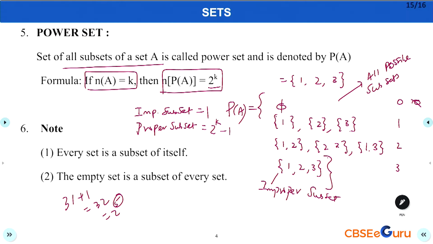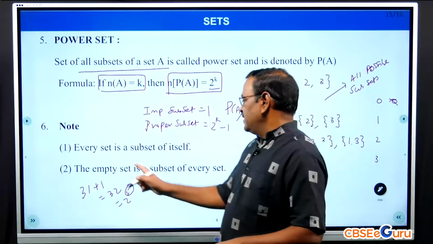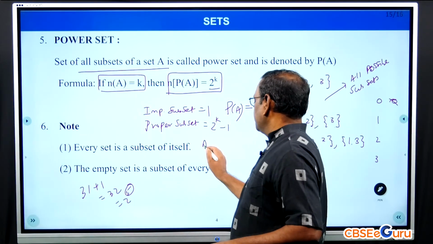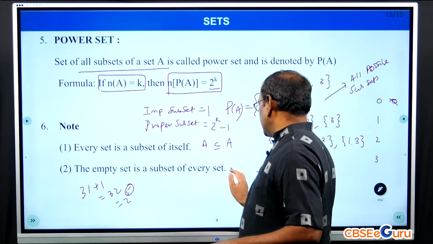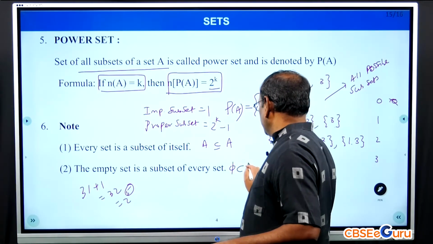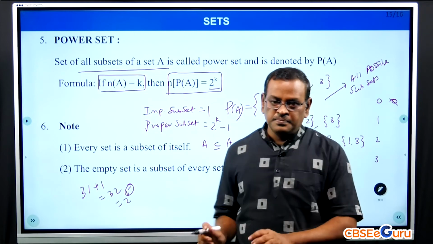And a very important note about subsets: every set is a subset of itself. This is the symbol. And the empty set is a subset of every set.